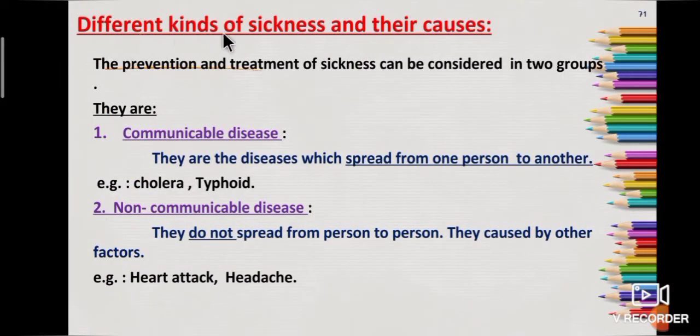Let's see different kinds of sickness and their causes. The prevention and treatment of sickness can be considered in two groups. They are first one, communicable disease, second one, non-communicable disease. Communicable diseases are the diseases which spread from one person to another.